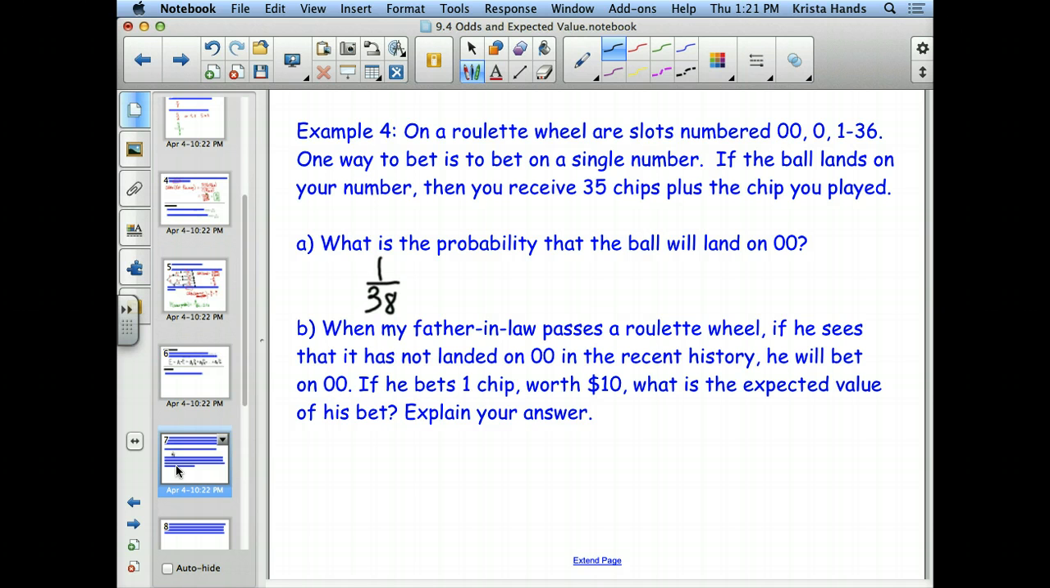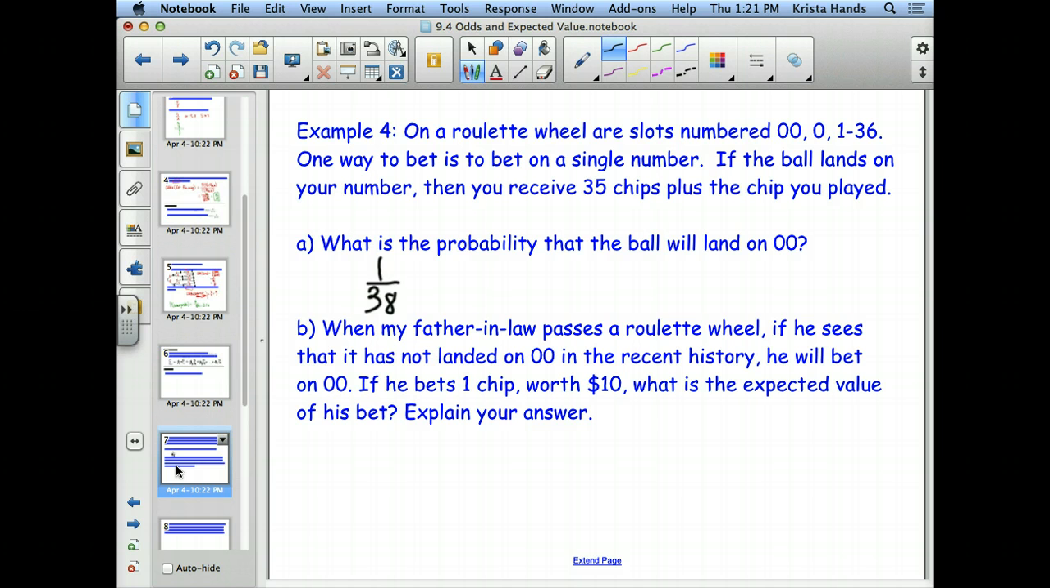Does that make sense? Oh, it doesn't make any sense? Because the odds and probability are the same regardless of what's happened recently, right? Okay, so we're going to do the numbers out to show why this doesn't make sense.